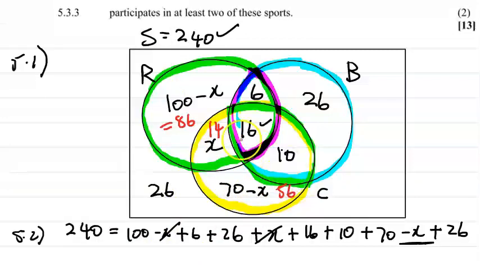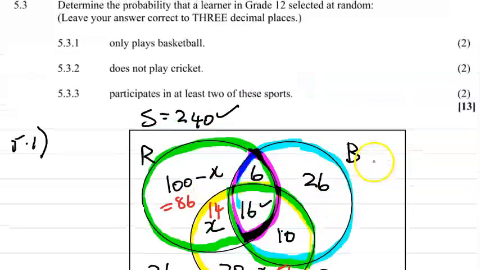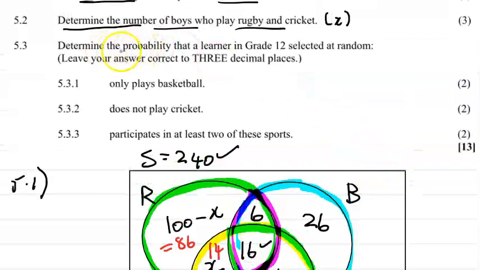So 56. Okay, you don't have to do this, but remember to solve probability problems, it'll be much easier for us to know the exact values inside of our Venn diagrams. Okay, so now we can answer our questions. Determine the probability. Now to determine the probability, it's going to be the number of possible outcomes over the total number of outcomes, which is our sample space, which is 240.